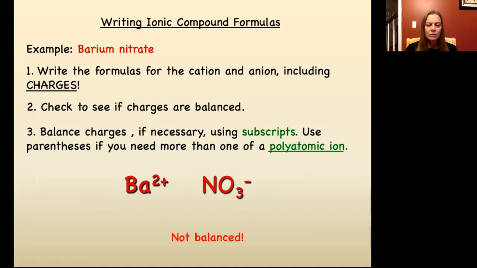So we need 2 nitrates to go with our 1 barium. Since nitrate is a polyatomic ion, we're going to put it in parentheses, and we're going to put that subscript 2. Now, when we write this, we're going to get rid of those charges. So this would just be Ba(NO3)2. Okay, so when we're practicing writing them, we're going to put the charges in, but when we write our final formula, we want to make sure that those charges are erased.